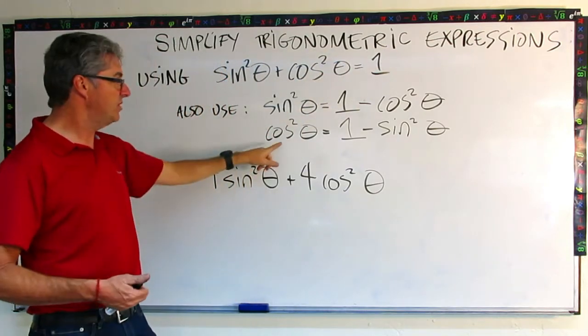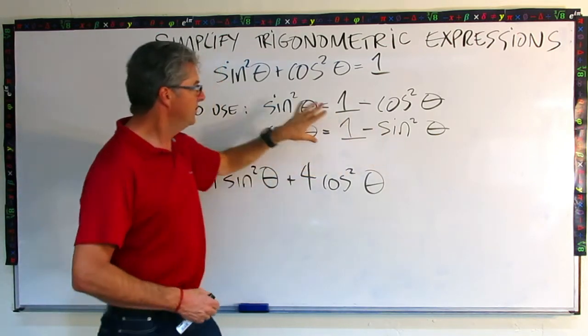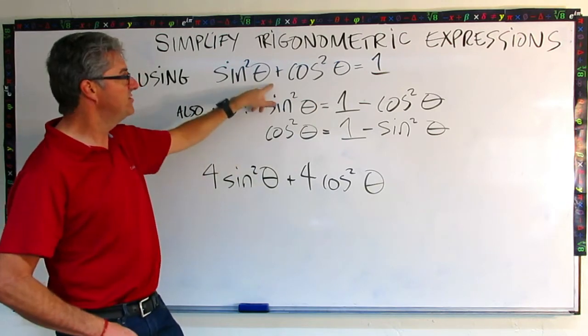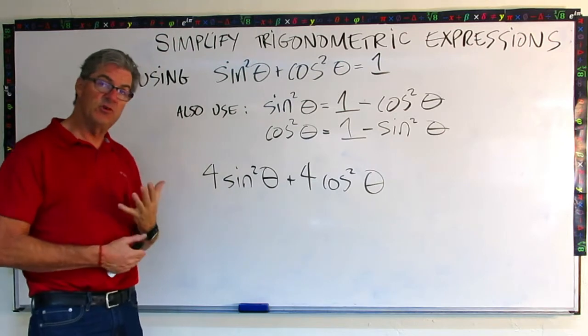And the same thing with cosine squared theta. It's going to be 1 minus sine squared theta. So these are handy to know. You don't have to have them. You can always use this to solve the problem. But you'll find these are kind of nice. Okay, so let's do a first problem.